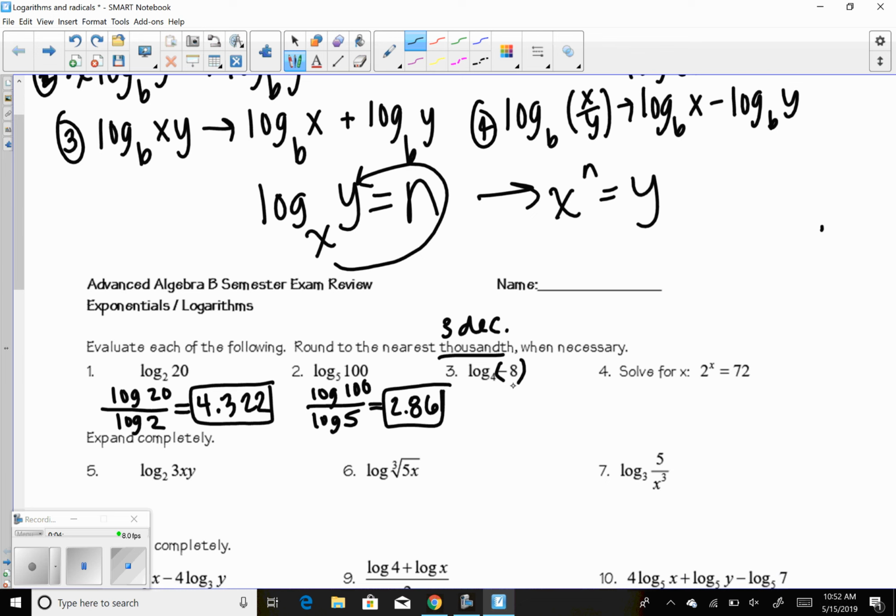Number 3, log base 4 of negative 8. Log of a negative, when you plug that into the calculator, it's not going to give you anything because log of negatives is not possible.